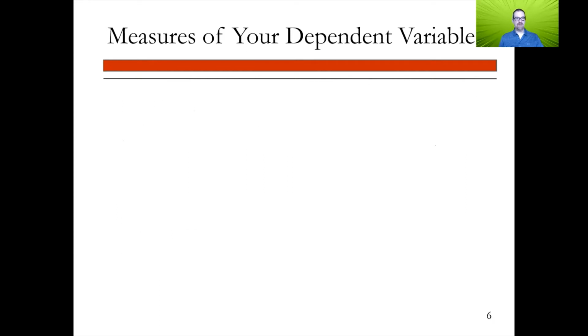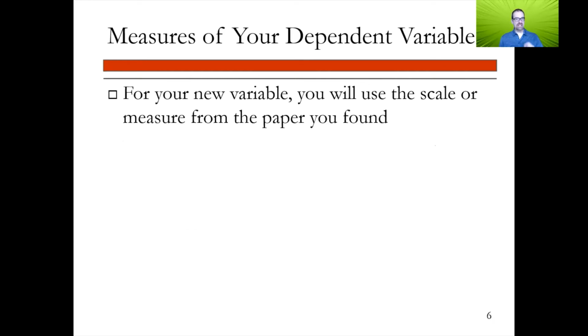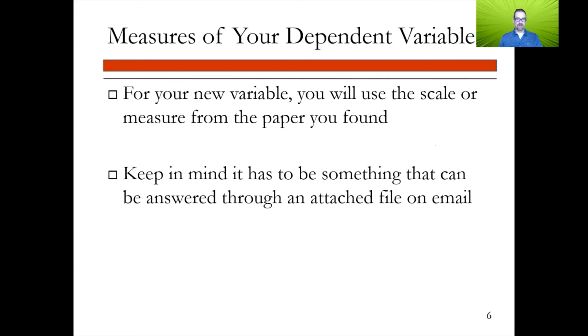For your second dependent variable, the one that's new, you'll need to find a scale and a measure from a paper that you found. Keep in mind, in both cases but especially the second one, it has to be something that can be answered through an attached file in an email, because we won't be able to do this in person. You're going to be sending these out to hopefully friends and family who will fill out your questionnaire and send it back. That's where we're headed with actually collecting the data.